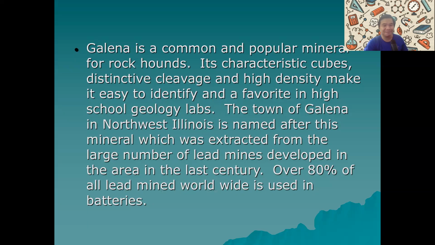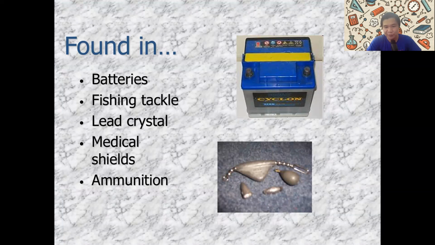So galena, it's used in batteries. As you can see here, fishing tackle, lead crystal, medical shields, and even ammunition. Because galena is highly malleable, meaning that you can actually form it, you can actually shape it. And it also doesn't allow electricity to move too much. So it can be used especially inside the battery, where you don't want the electricity from inside the battery to go out and possibly harm some people.